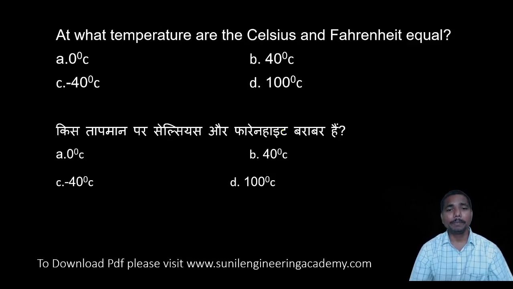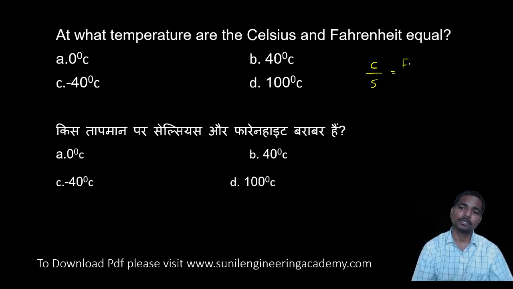At what temperature are Celsius and Fahrenheit equal? So what is the relation between Celsius and Fahrenheit? C by 5 is equal to F minus 32 by 9. Celsius and Fahrenheit are equal, so we have to make C equal to F, equal to any one value.